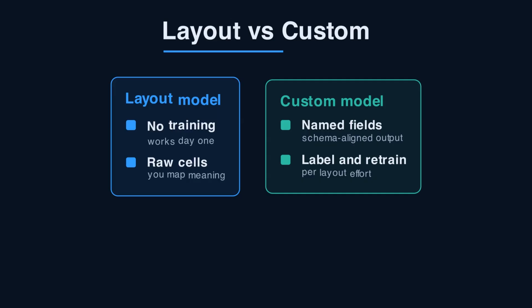A custom extraction model can return clean, named fields and tie repeating rows to a schema, but you have to label samples, retrain when forms change, and accept that it generalizes poorly to layouts it hasn't seen. Rule of thumb: start with layout, graduate to custom only when post-processing the grid becomes more work than labeling.